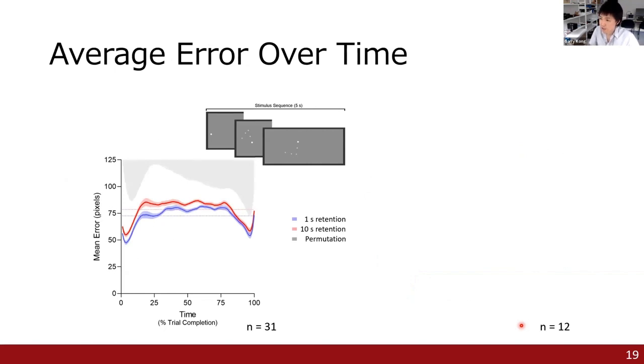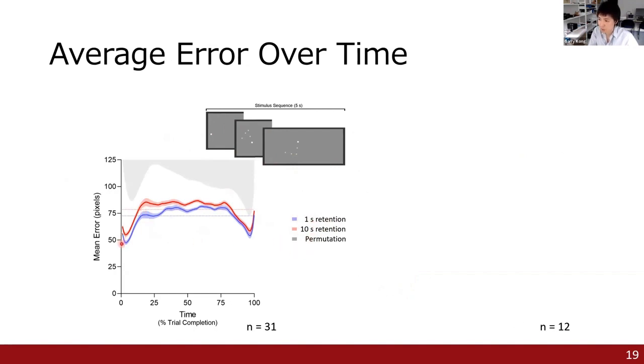Another huge advantage now is that this new method, as a byproduct of just using a moving stimulus, we can now also measure their average error across time. For example, in this experiment here, where there was only one stimulus and the stimulus went from left to right of the screen, you can see we had 2 retention periods. Between when they saw the stimulus and when they had to report it, there was either a 1-second interval or a 10-second interval.